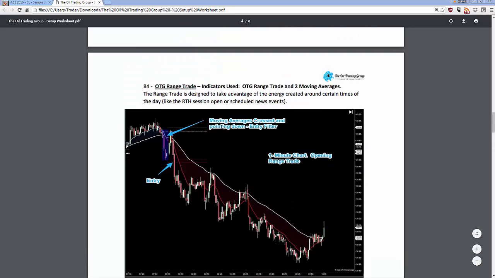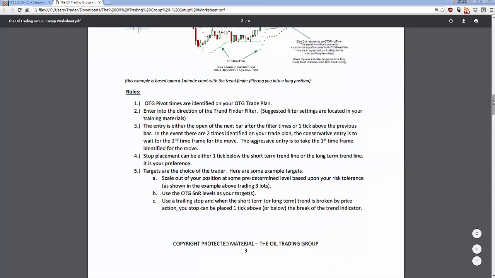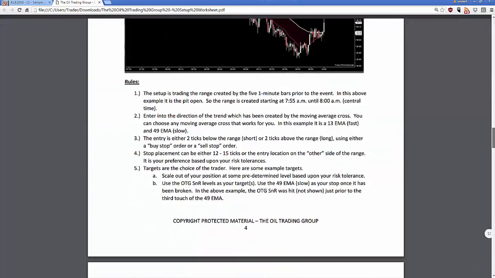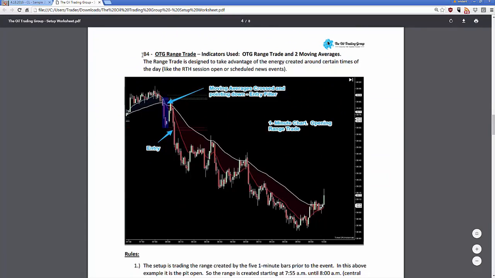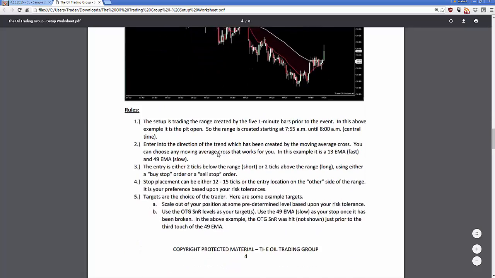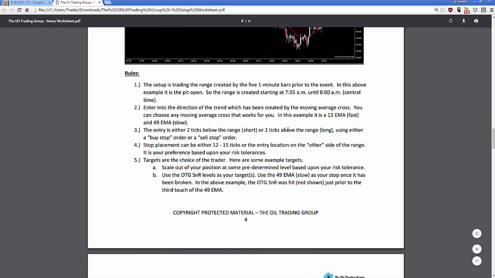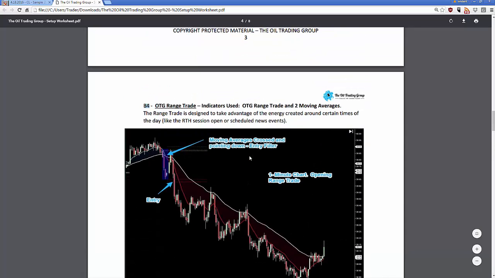Also, what I want to draw your attention to is, as an example, well, let's use this one here. We'll use this one because we may be talking about this one today. So breakout 4 or B4 setup is the OTG range trade, okay? And I give you the rules, the EMAs that are on it, the entries, the stops, potential targets, etc. Okay? So that is the breakout range trade.